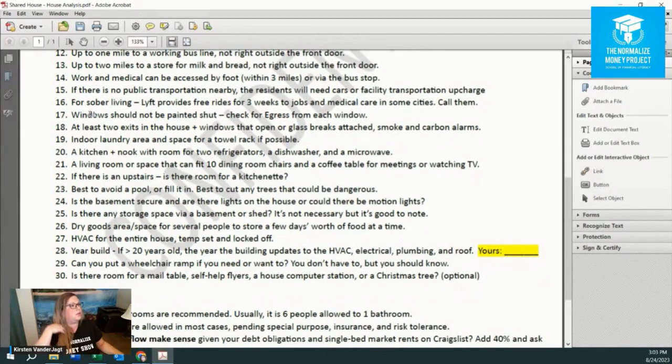So number 18, at least 2 exits in the house. So front door and a back door. And then windows that open, or you can put glass breaks, which is what I've had to do on one house. You just buy the little stickies with a hook, and then you hang the glass break on the window. That way, if someone needed to, they could break the glass. And then smoke and carbon alarms are standard for most houses, especially if you get a loan.